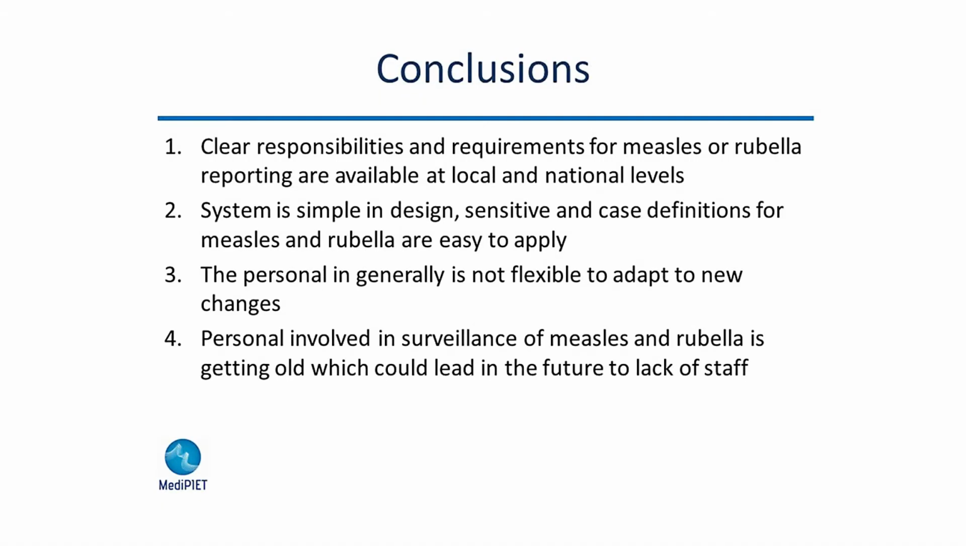So, clear responsibility and requirements for the measles and rubella reporting system are available at the local and national level. The system is simple in design, sensitive, and the case definitions for measles and rubella are easy to apply. The personnel in general are not so flexible to adapt to new changes. But the staff involved in surveillance of measles and rubella is getting old, which could lead in the future to a lack of staff.